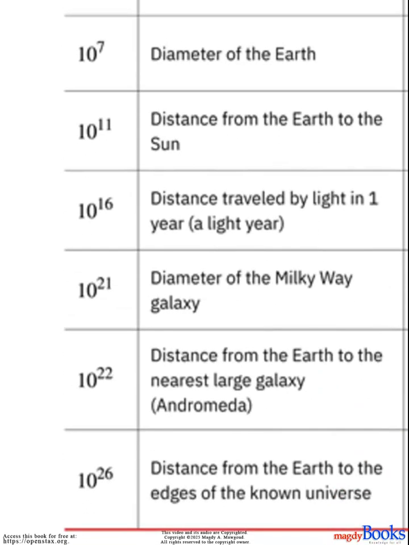12. 10 to the power of 11, distance from the earth to the sun. 13. 10 to the power of 16, distance traveled by light in 1 year, a light year. 14. 10 to the power of 21, diameter of the Milky Way galaxy. 15. 10 to the power of 22, distance from the earth to the nearest large galaxy, Andromeda. 16. 10 to the power of 26, distance from the earth to the edges of the known universe.